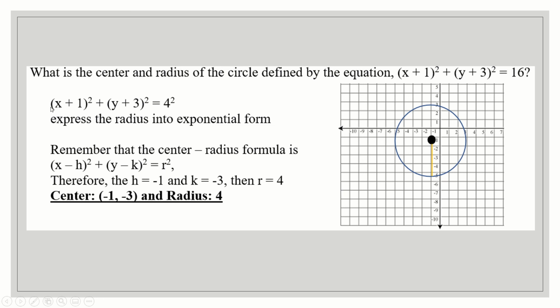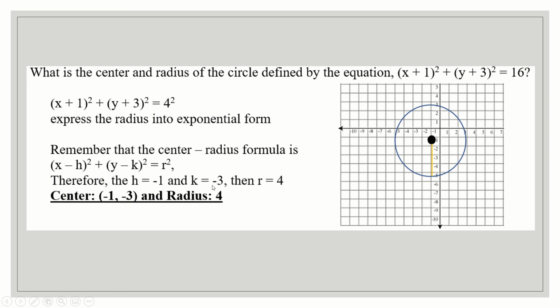Now we have the quantity of x plus 1 squared plus y plus 3 squared is equal to 4 squared. Remember that the center radius formula is x minus h squared plus y minus k squared is equal to r squared. Therefore, h is equal to negative 1 and k is equal to negative 3.